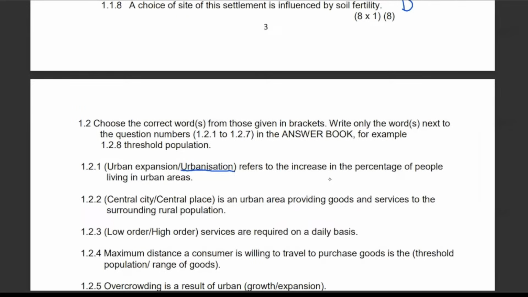Central city or central place is an urban area providing goods and services to the surrounding rural population. We don't have a central city concept, we have a central place. A central place is basically an urban area that supplies the services and the goods to the surrounding farmlands or countryside. If we check towns like Upington in South Africa, it is a typical example of a central place. It supplies basic goods and services to the surrounding farmlands around the area. That is a central place.